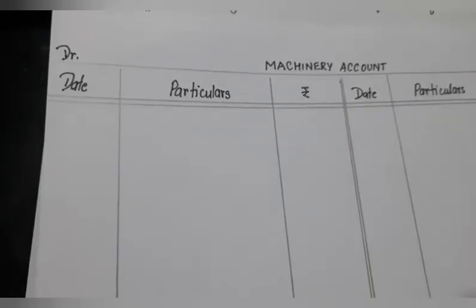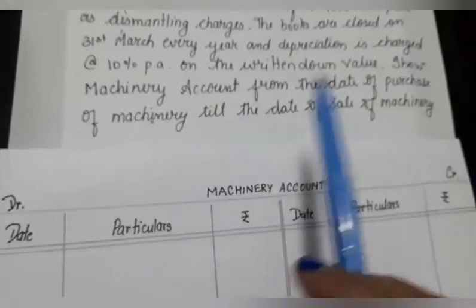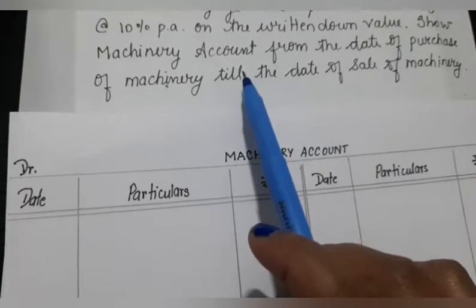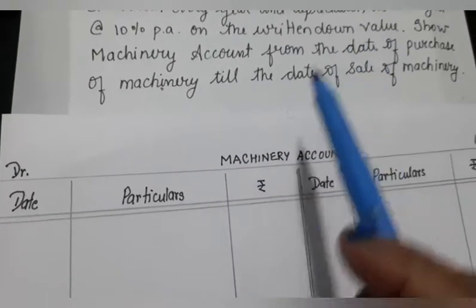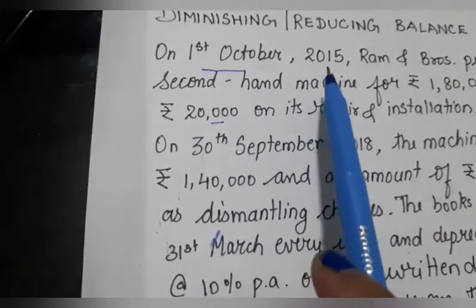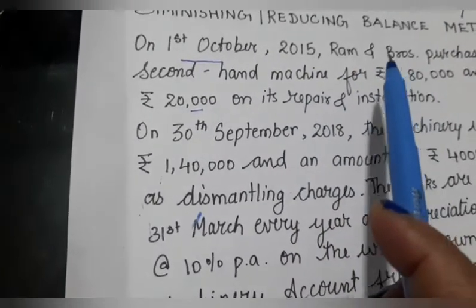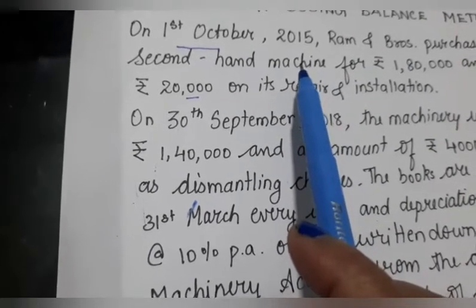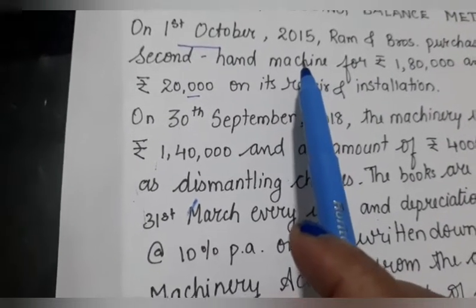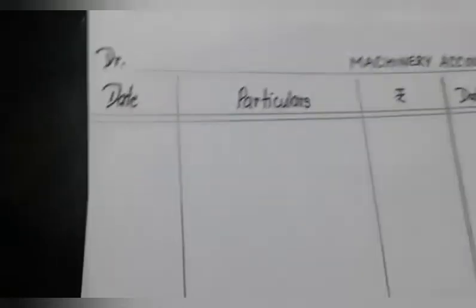So students, now we are going to prepare the machinery account, as that is the requirement of this question. It is asked: show machinery account. Okay, so with the written down value method, let us see how to prepare a machinery account. The first entry is related to 1st October 2015, when we purchase a machinery. That is, Ram and brothers have purchased a second-hand machinery. So what will be the journal entry when you purchase a machinery? What is the journal entry? Machinery account debited to bank account. So this is your machinery account, and let us write down the journal entry first.